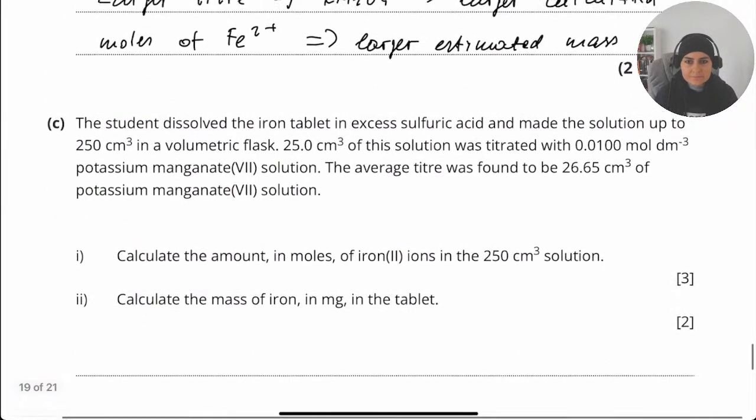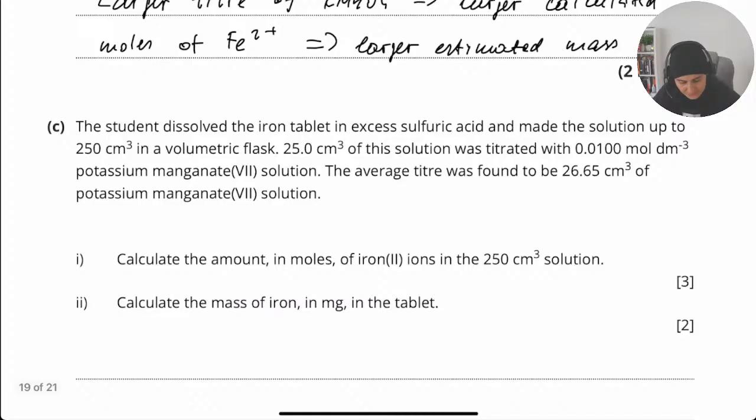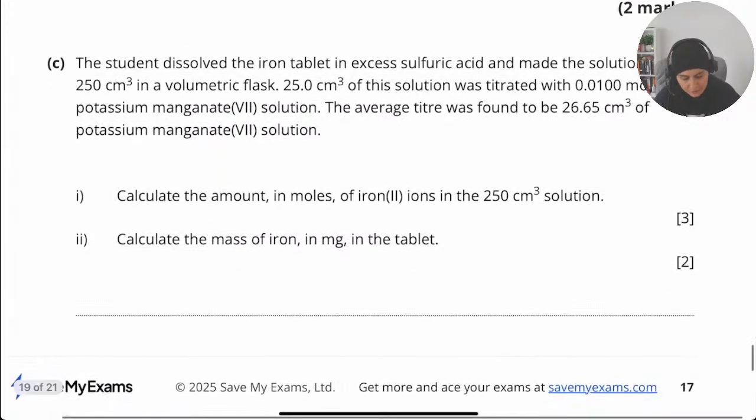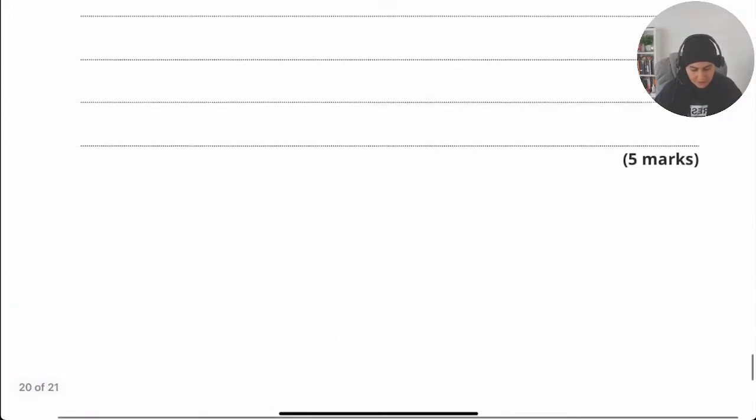Next one. The student dissolves the iron tablet in excess sulfuric acid and made the solution up to 250 cubic centimeters in a volumetric flask. 25 cubic centimeters of the solution was titrated with 0.01 molar potassium manganate. The average titer was found to be 26.65 of potassium manganate. Calculate the amount in moles of iron 2+ ions in the solution and calculate the mass of iron in milligrams in the tablet. All right, let's do it this way.